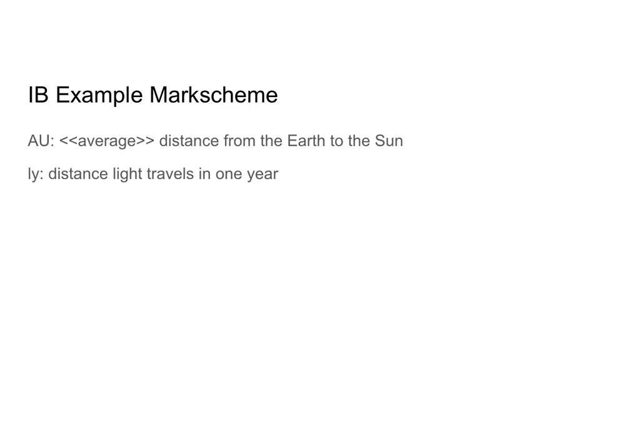So as you can see, our mark scheme gives very specific language for both the AU and the light year. The first thing I want to point out here is in my mark scheme, I've got these little brackets next to the word average. That means this word is optional. It doesn't need to show up in my definition. The rest of this definition doesn't have brackets, which means all of it should appear verbatim. So this defines an AU as the average, optional, distance from the Earth to the Sun. So if all you wrote was distance from the Earth to the Sun, you would still get the point.